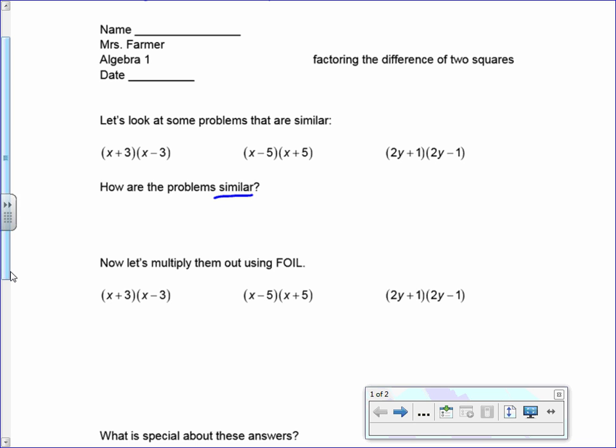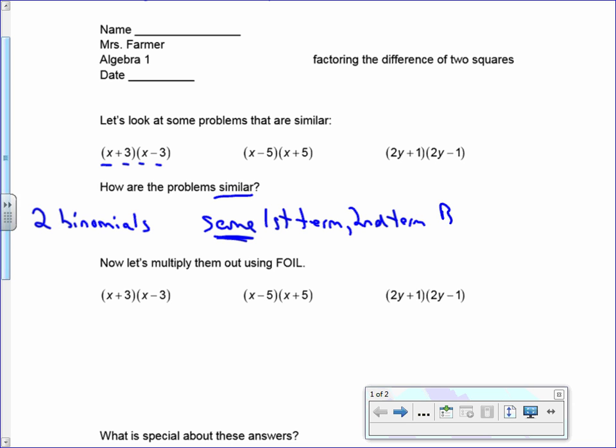Okay, first of all, they're both binomials, so there are two terms in each one of them. And second of all, you should notice that the two binomials are almost identical. They're not quite the same. They're almost the same. They have the same first term and the same second term, but one is plus and one is minus. Okay?